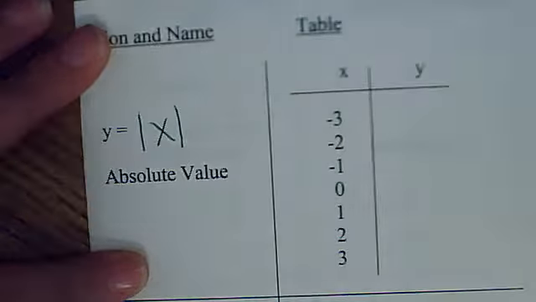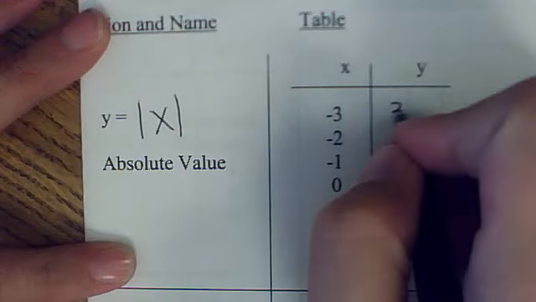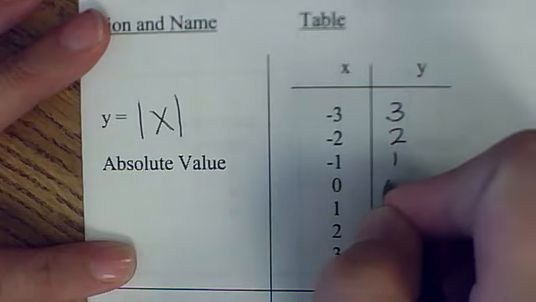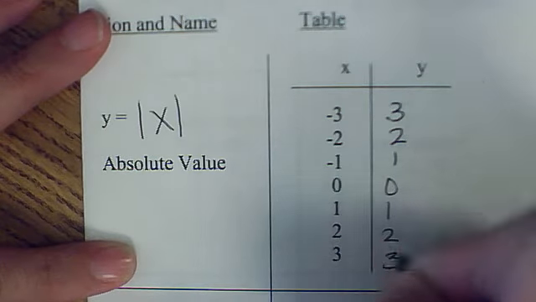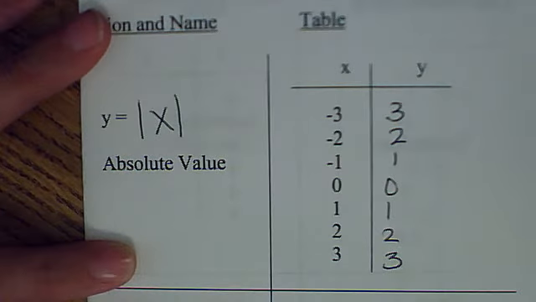Okay, next one is absolute value. Absolute value is y equals absolute value of x. So our table, we'd get 3, 2, 1, 0, 1, 2, 3. Remember, absolute value is the distance from 0, and it's always positive.